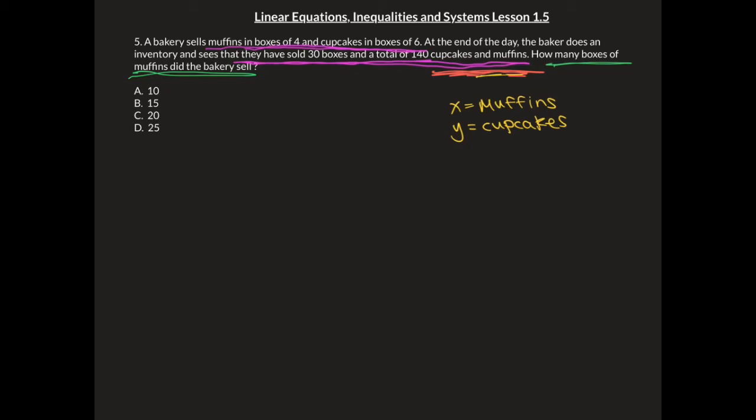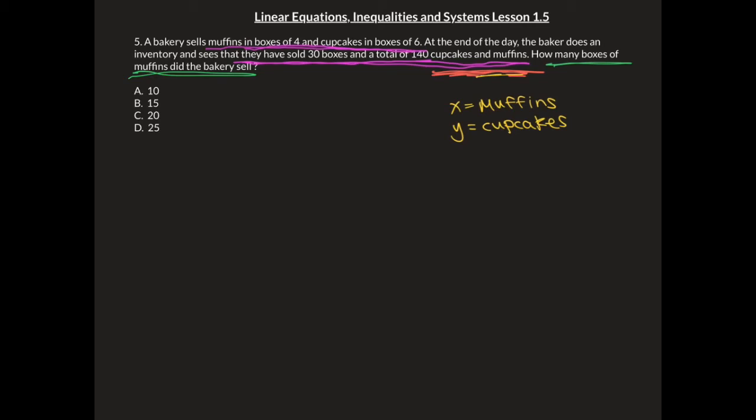So a bakery sells muffins in boxes of 4 and cupcakes in boxes of 6. So that's telling us immediately that per box of muffins is going to be 4x, and per box of cupcakes is going to be 6x. But I'll come back to that. So the baker does an inventory and sees that they have sold 30 boxes and a total of 140 cupcakes and muffins.